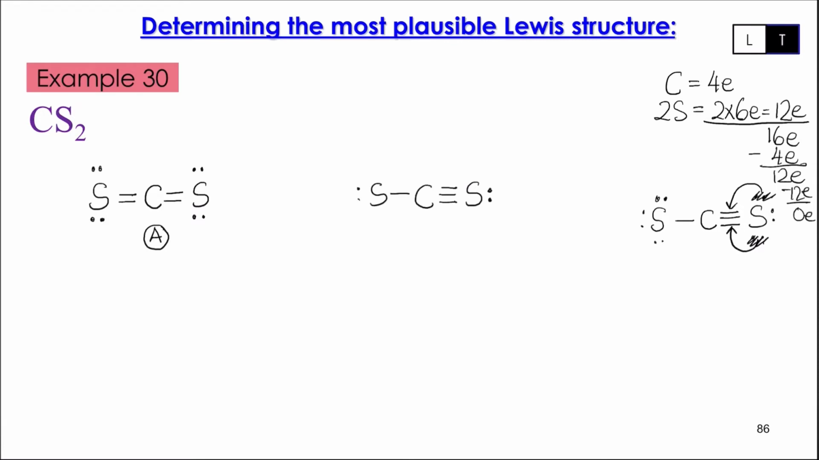Dan yang sebelah kiri, dia ada 6 electrons, 3 lone pairs. So, dalam kes ini, this is my second Lewis structure. So, there are 2 possible Lewis structures for CS2. So, sekarang saya nak determine which one is the most stable. Saya akan calculate formal charge.